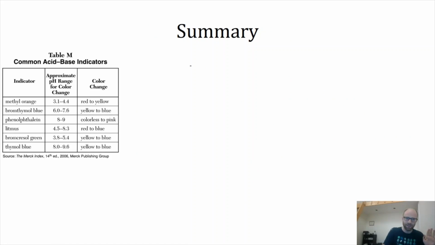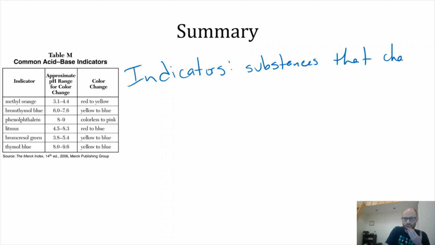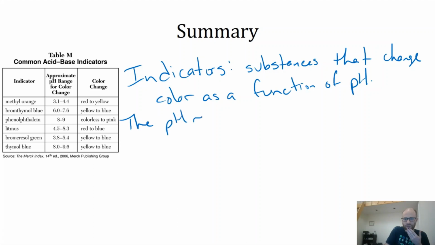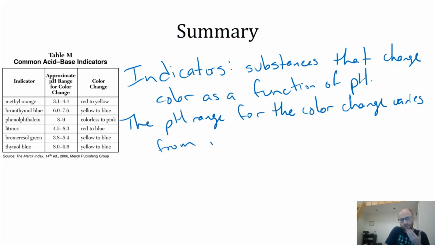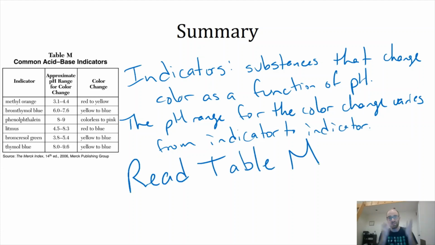So in summary, indicators change color with pH. The pH range varies from indicator to indicator. The key is to read table M, because table M is always there, it's always available to you, and it will tell you what colors will happen and at what pHs they will happen.